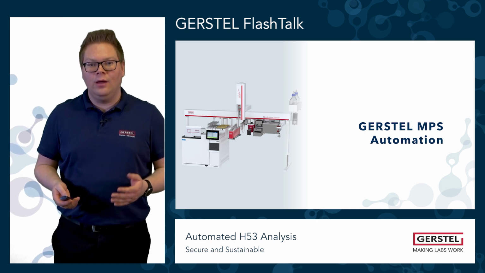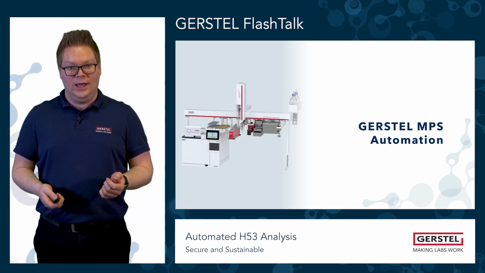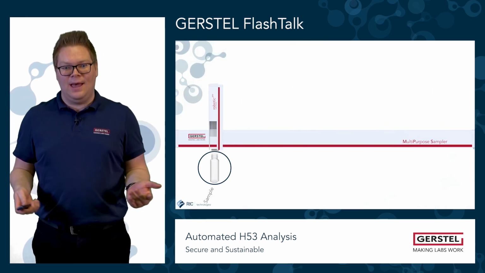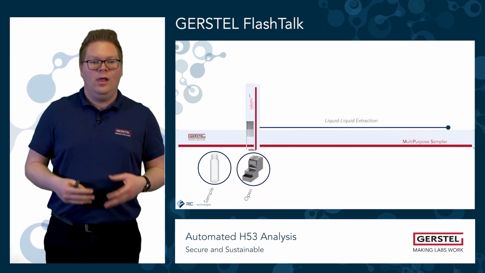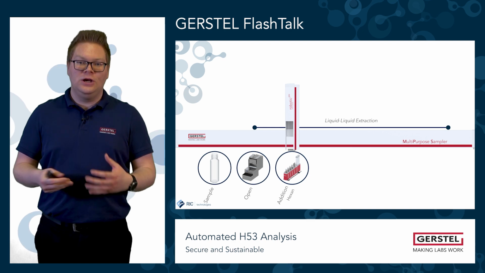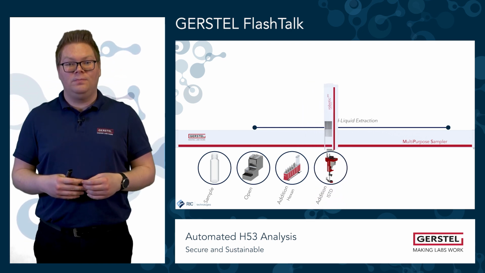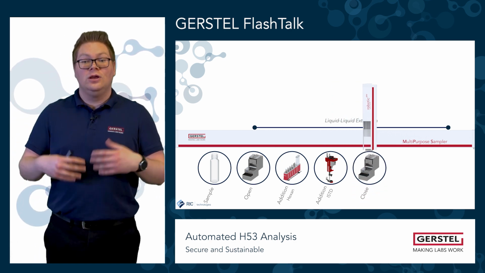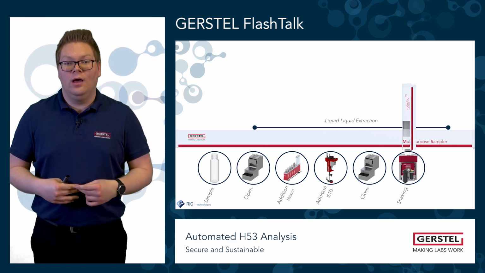And in the following, we will show you how the automated workflow looks like. We are starting, as always, with a sample, and then open the vial with our decapper-recapper system to avoid piercing the septum. Then the liquid-liquid extraction part begins: adding hexane, adding the internal standard, shaking, and then optional centrifuging of the extract.